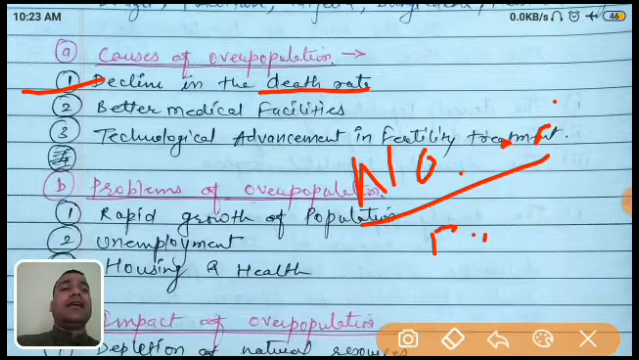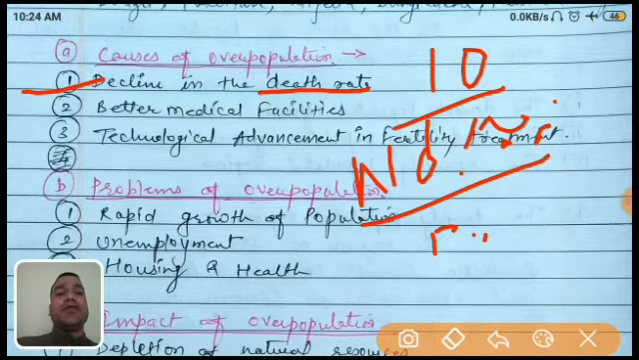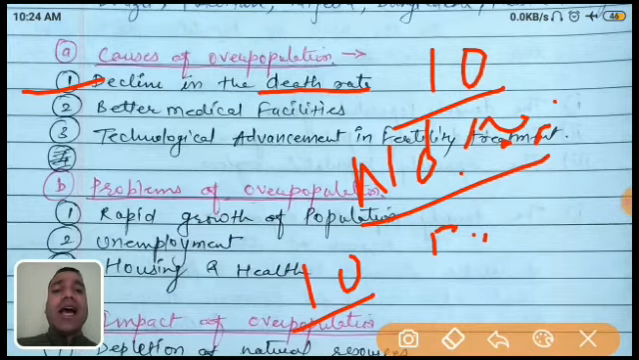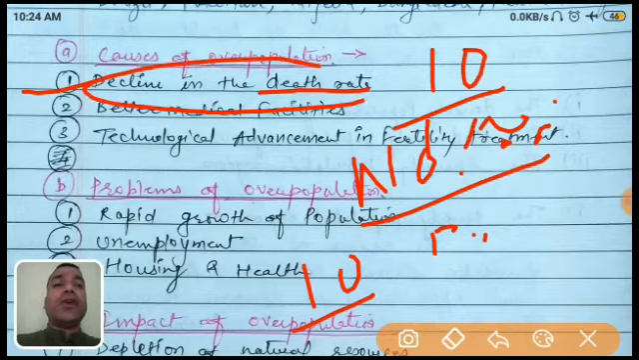Just like 10 people died out of 1,000 people, so obviously only 10 people died. If the death rate is high, obviously the population is decreasing. If the death rate is less, the population is increasing. So this has a big impact on overpopulation. If very few people are dying, obviously the population increases.